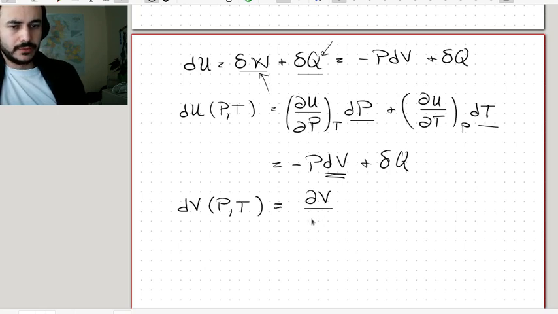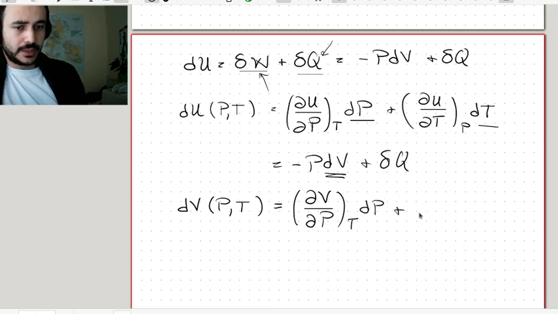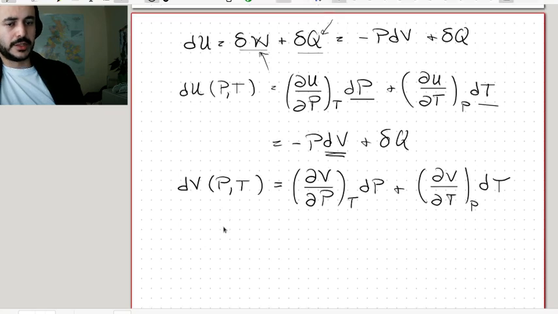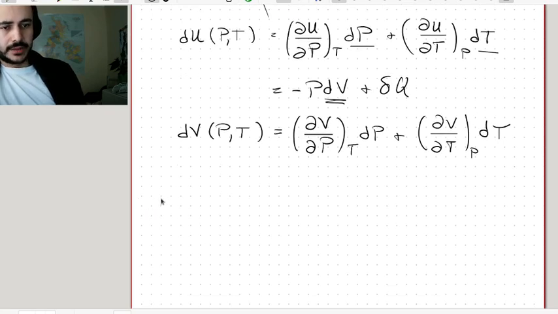The volume is related to the pressure and temperature through the equation of state, which means I can calculate what this differential is by taking the corresponding partial derivatives from the equation of state. In this case, this is going to be the partial of V with respect to P at T constant, differential of P, plus the partial of V with respect to T at P constant, differential of T. Okay? And we have to plug that in this expression here. So let's collect everything together.